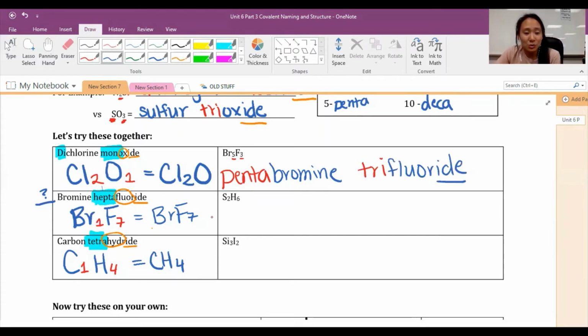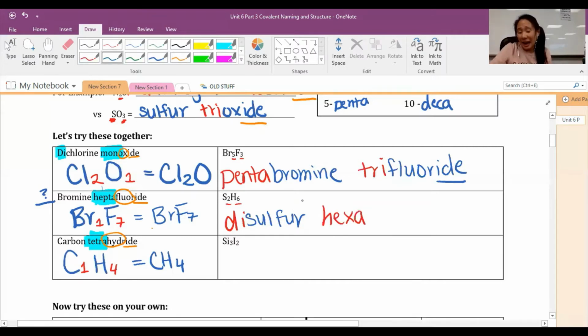So here we have 2 other numbers, a 2 and a 6. So I have to write di, and then S is sulfur. And then 6 is what shape? Hexagon, so hexa. So this one's really tricky. So you're like, hydrogen, I need an IDE ending. A lot of people end up writing hydrogide or something, but the actual spelling is hydride, like this.